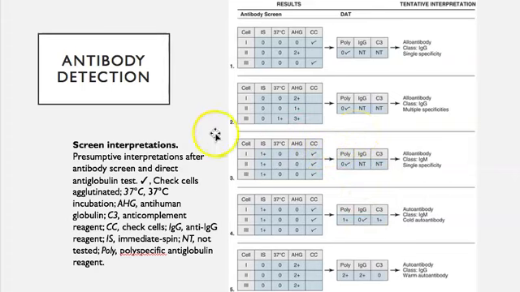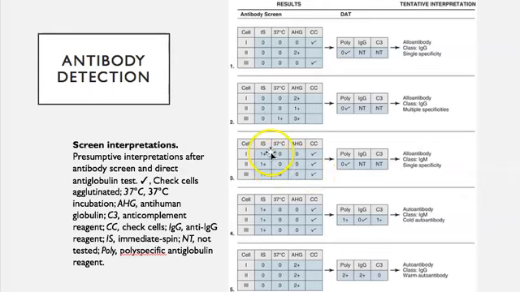Okay, moving on to the next one. We've got reactivity in all 3 cells at the initial spin. No reactivity at 37 or AHG, and because all of our AHG tubes were negative, we added check cells and we got reactivity, so we're good there.